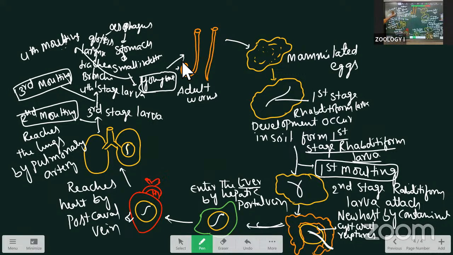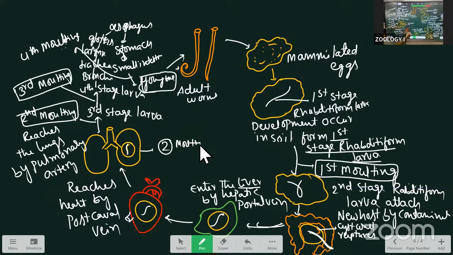The space is not there, that's why I'm writing like this, just to help you understand. The third stage larva is formed in the alveoli. The fourth stage larva is also formed in the alveoli. In the alveoli, how many moltings? Two moltings occur and form the third and fourth stage larvae.